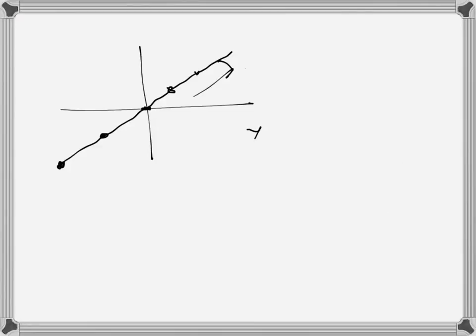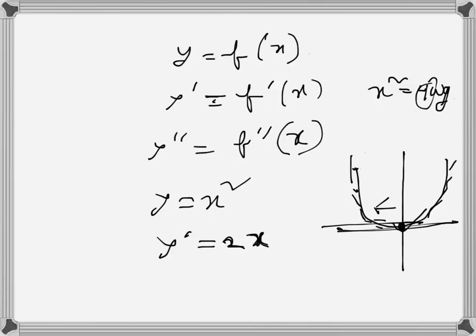And if we see the second derivative, it's 2, which is a constant, and if we forget the number, the sign is positive. That means the curvature is like this, and this is called concave up. That's the curvature of a parabola.